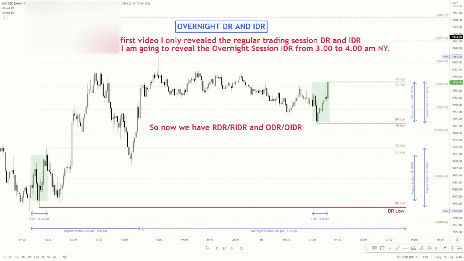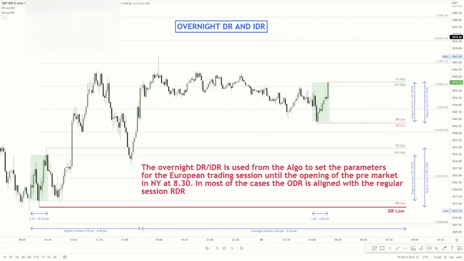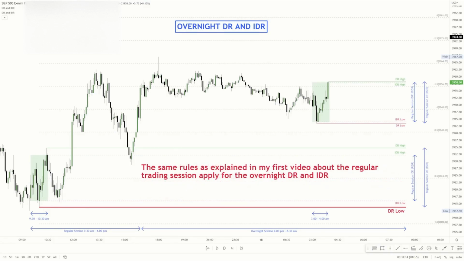This DR is from 3 AM until 4 AM New York time, and it's called ODR and OIDR. The overnight DR is used to set the parameters of the algo for the European trading session until the opening of the pre-market in New York at 8:30 AM. Most of the time, the ODR is aligned with what we have already seen in the regular DR.